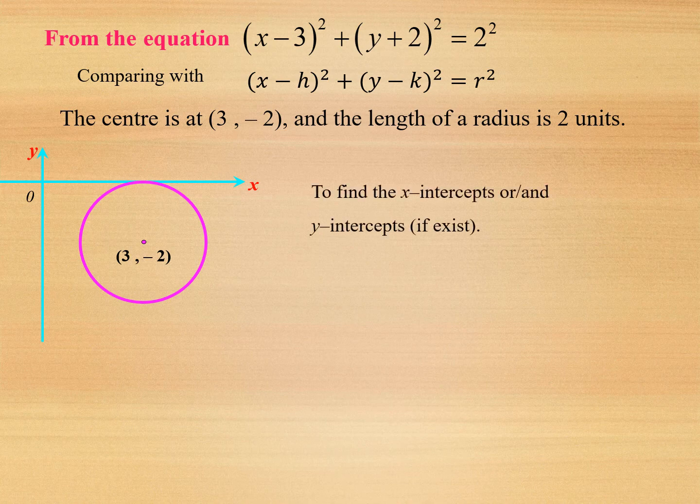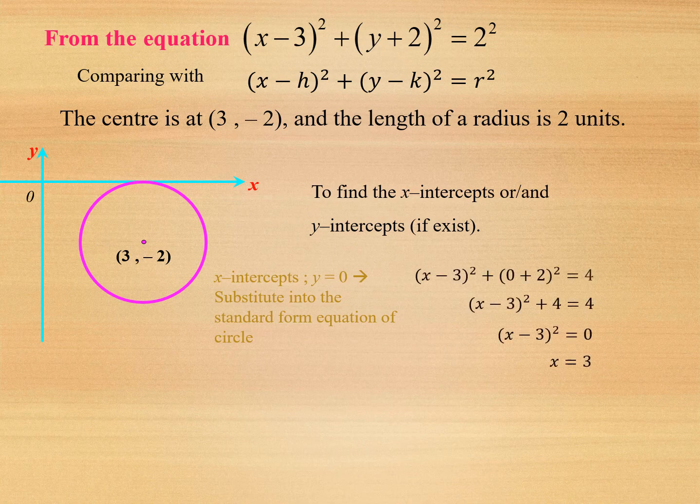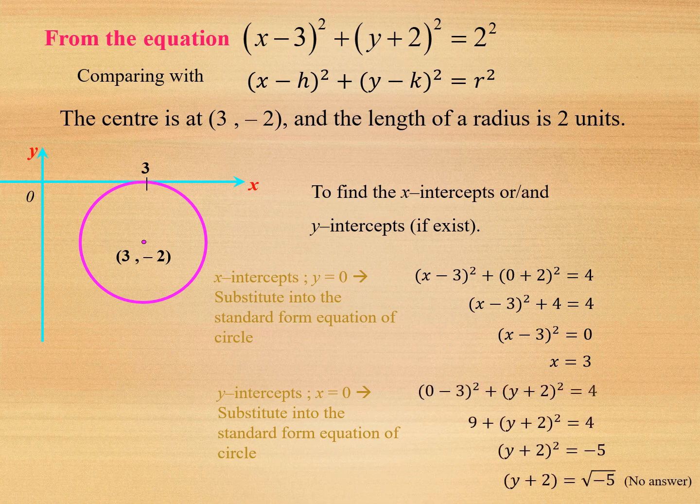To find the x-intercept and y-intercept: first, for the x-intercept, y should be equal to 0. So we substitute into the standard equation of a circle. The final solution will be x = 3. Similarly, in order to find the y-intercept, x should be equal to 0. We substitute it into the standard equation of a circle. Then the final solution will be y + 2 = ±√-5, and the square root of -5 is an imaginary number. So that means y actually does not exist.